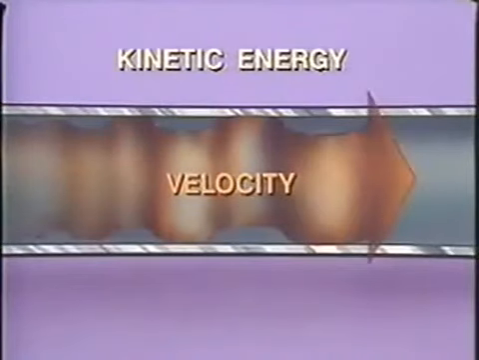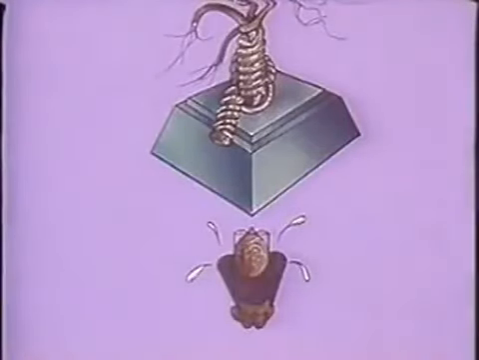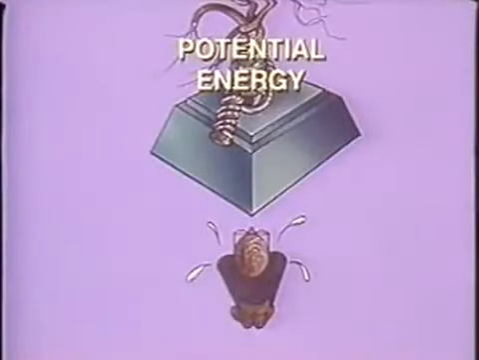Velocity is a form of what we call kinetic energy. This is energy of motion and is measured in feet per second, or in the case of liquids, in gallons per minute. Pressure, on the other hand, is a form of potential energy. The potential energy of a substance is a result of its position. This 2-ton block has the potential of doing quite a bit of damage, since it is positioned above the ground. We say the block has potential energy.